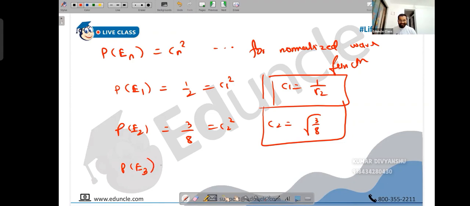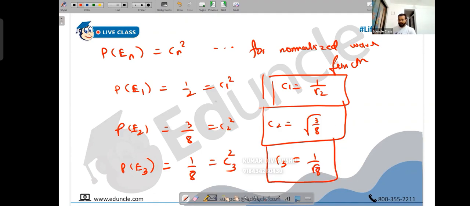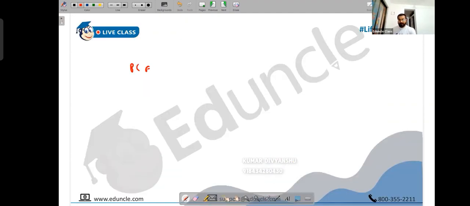Okay. So probability of E3, this is 1 by 8, which is C3 square, and C3 is 1 upon root 8. Okay. Good. We got the concepts. And just for our satisfaction, is the probability coming out to be 1 or not? Total probability: probability of E1 plus probability of E2 plus probability of E3. It should be 1 now. See if you are getting 1 or not.